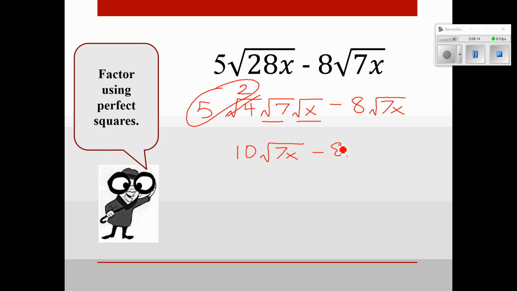And here, I actually did create common radicals. So now I can combine the outside. So I have 10 minus 8. So my final answer would be 2 root 7x, or 2 times the square root of 7x.